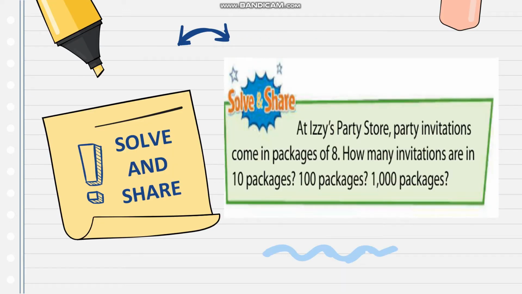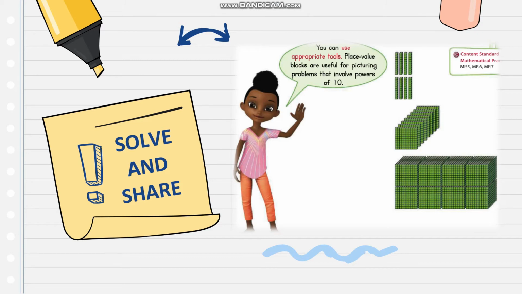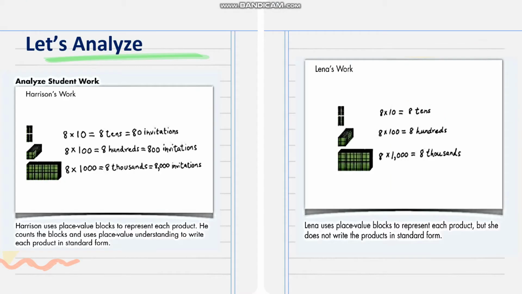Let's analyze this problem from Solve and Share. At Easy's party store, party invitations come in packages of 8. How many invitations are in 10 packages? How about 100 packages and 1000 packages? So you can use appropriate tools. Place value blocks are useful for picturing problems that involve powers of 10.